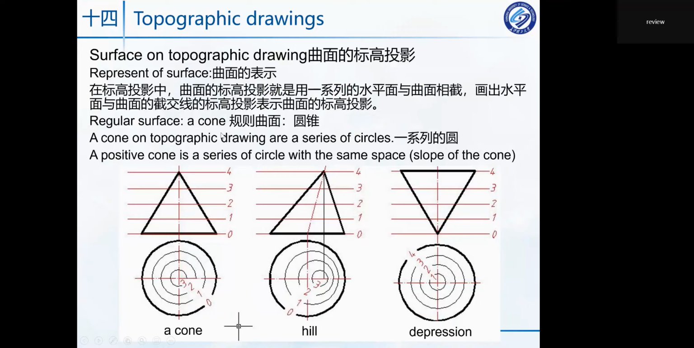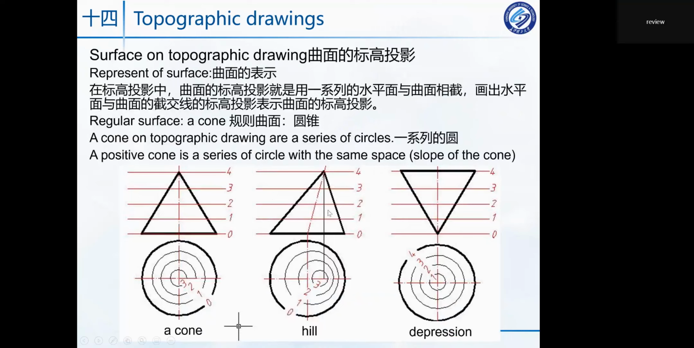So we have learned the slope of a plane. But how about the slope of a circular curve, of a circle plane? As for a cone, you can see the cone is an object with the same slope at each place of the cone surface.